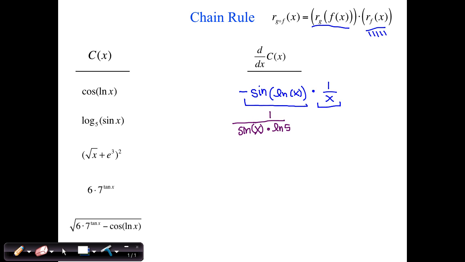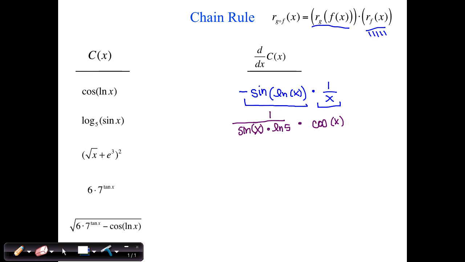So I have 1 over sine of x times natural log of 5. Or it's 1 over whatever's in here times the natural log of the base. And then, as an additional factor, the derivative of sine of x, cosine of x. And again, you can put the cosine on the top if you want. But in any case, this is our chain rule with that question.